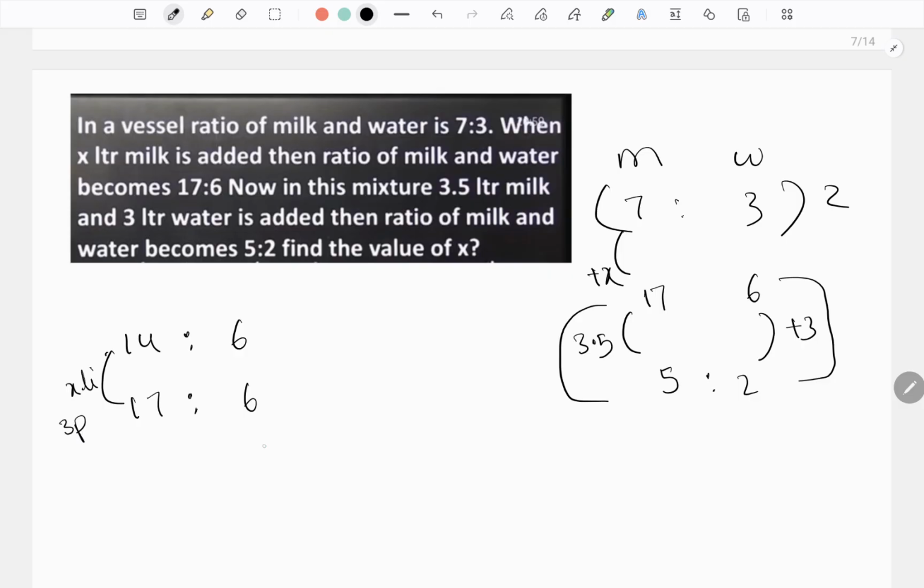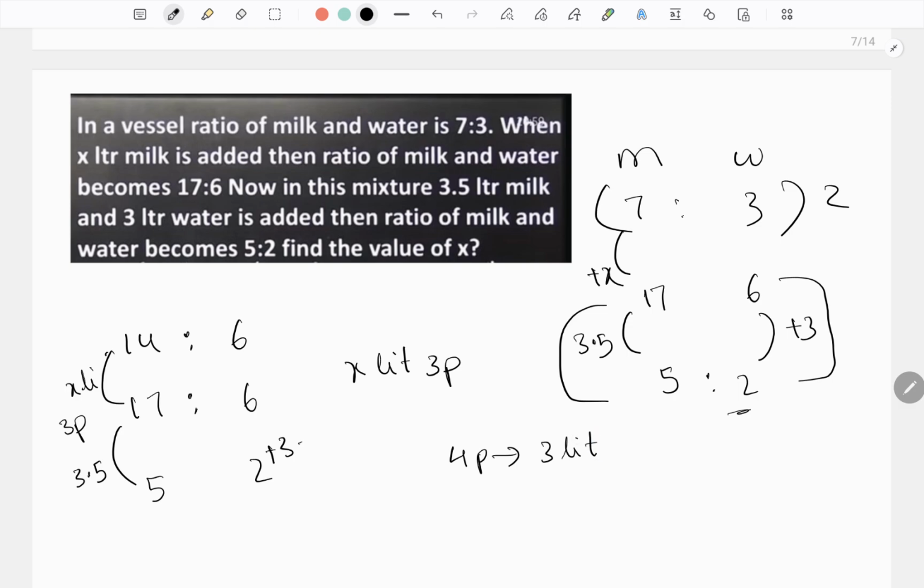Okay. Now 17 to 6. So x liters is 3 parts. Then 6 to 2. 6 to 2. 3 parts. And 17 to 5. 3.5. Now 6 to 2, how many parts? 4 parts. 4 parts is 3 liters.